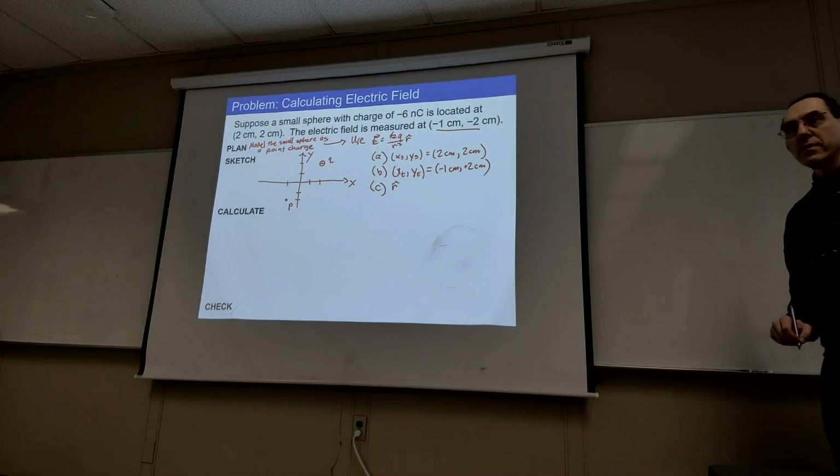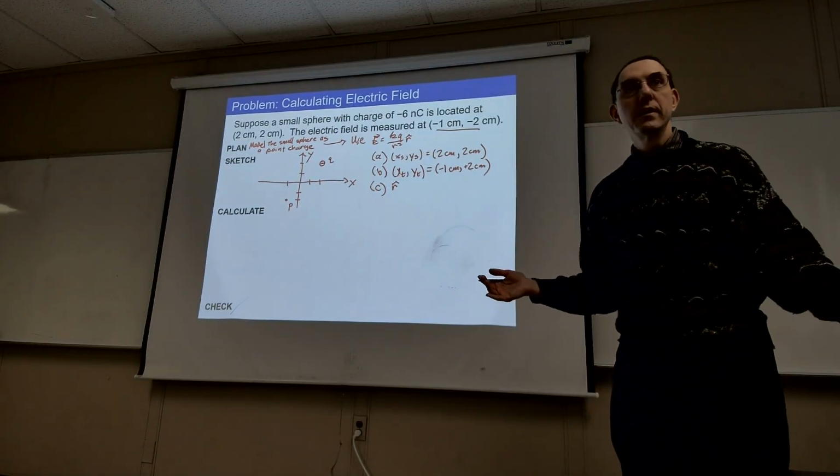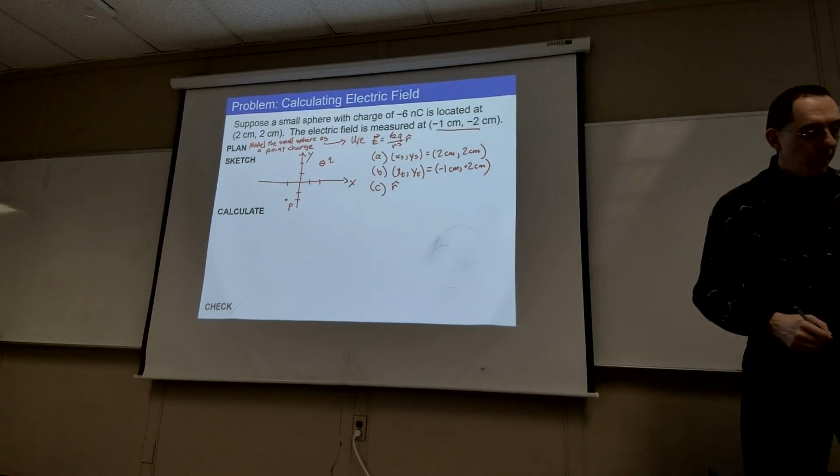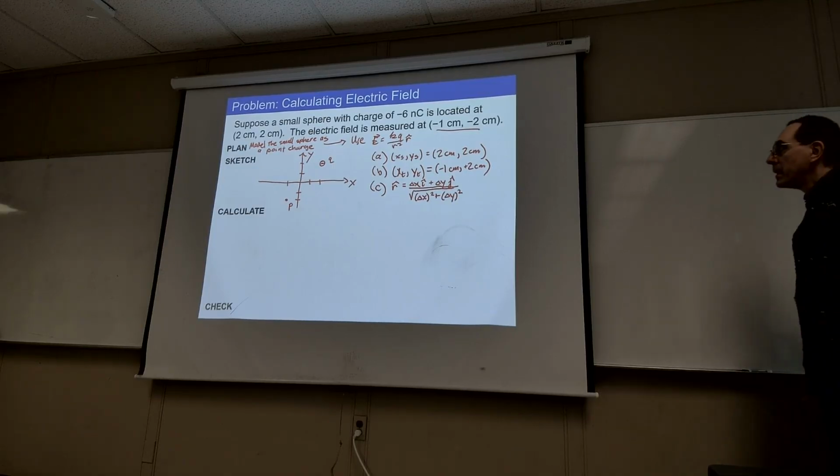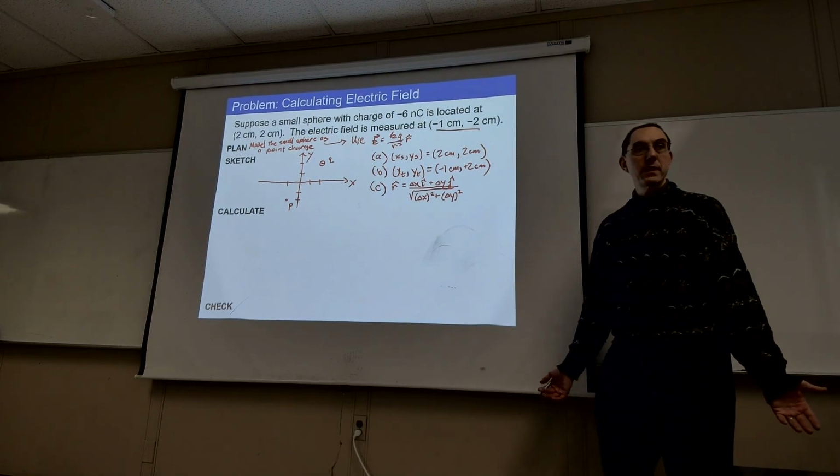Part C says calculate the radial unit vector. For that, what are we going to do? Pull out our formula. Let's write down the formula here: delta x i hat plus delta y j hat, divided by the square root of the sum of the squares, delta x squared plus delta y squared. But we still need to get delta x and delta y.